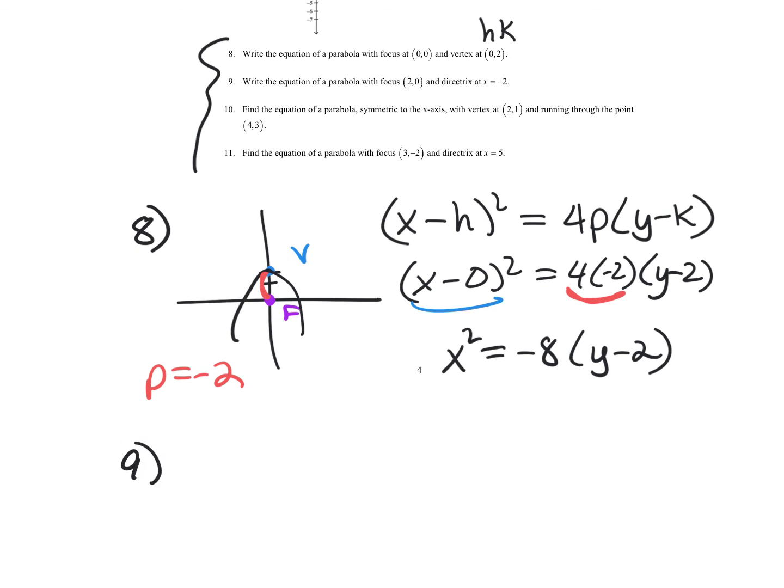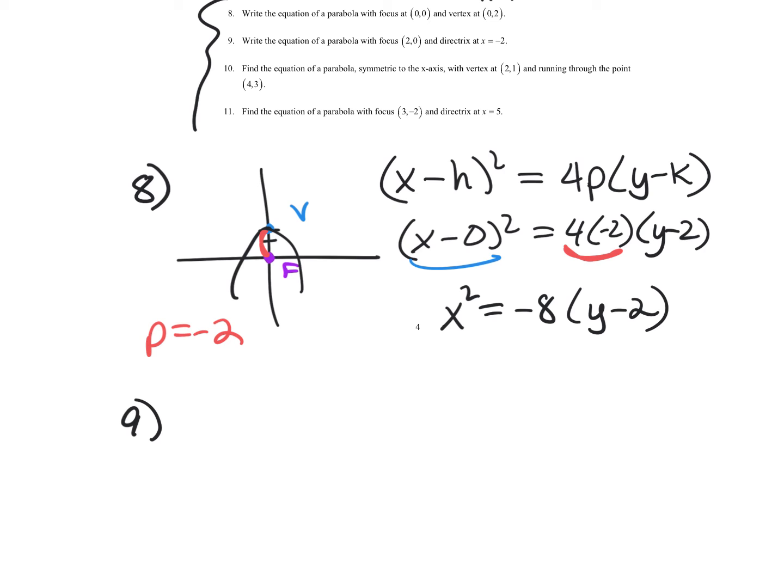For number 9, we're given a focus and a directrix. So let me go ahead and give myself a visual. My focus is at the ordered pair 2, 0. My directrix is at x equals -2. Remember, the vertex is equidistant from both of these. So really it's the midpoint, or right in the middle of these two, which tells me my vertex is right smack here at the origin, because it's 2 spaces away here and 2 spaces away here.